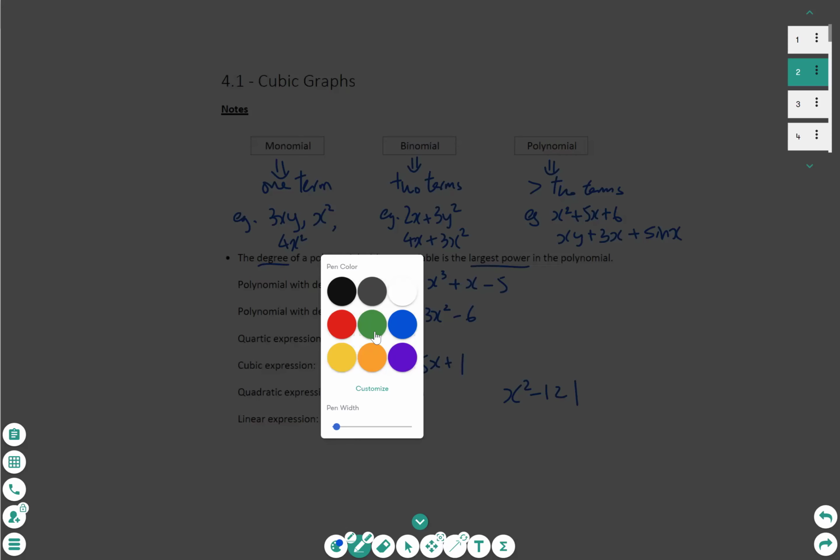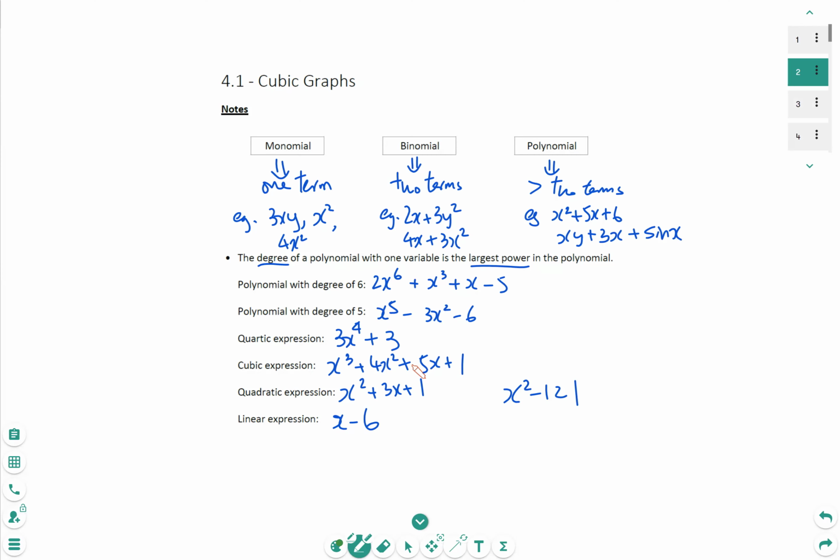There are some basic steps you need to know to sketch a graph. You would have learned this in Chapter 2 about sketching quadratic graphs. Speaking of quadratic graphs, I've got a little side knowledge for you. Does anyone know why quadratic means 2, when quad normally means 4, like quadrilateral? So why does quadratic mean 2 here?